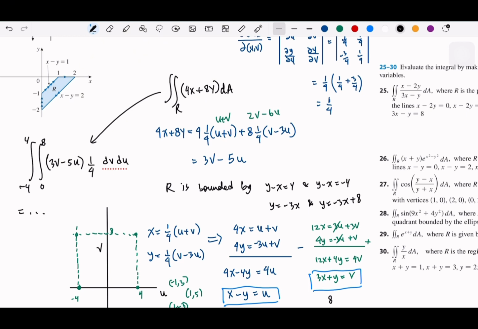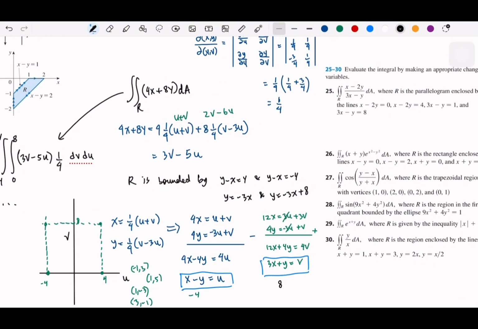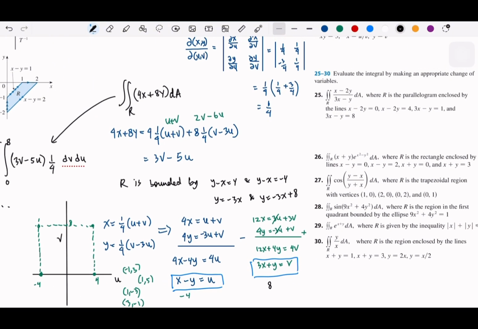And sometimes this type of question, like numbers 18, 17, 19, and so on, is a direct question, so it's definitely seeking the Jacobian. But sometimes the question doesn't really give you notions to change, like this one here, from 25 to 30, where you are given this cosine. It seems so intimidating, right? We have y minus x, y plus x, and we have vertices.